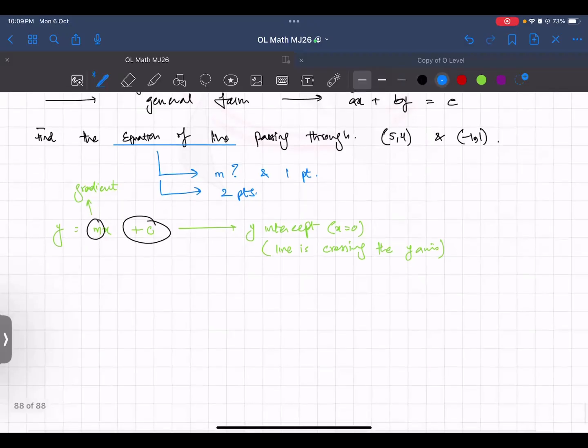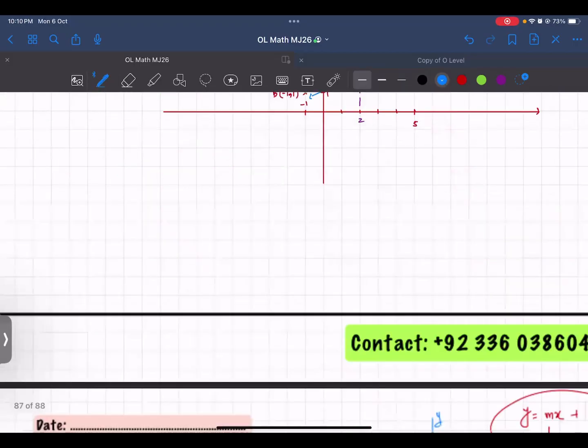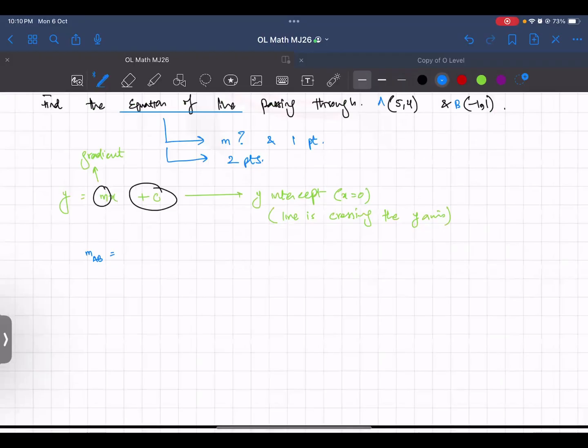So in this case, they have given you the 2 points. Let's call this A, let's call this B. So you need the gradient of AB, which we already found in the previous example over here. The gradient was half. So you can substitute. Now if you know the value of the gradient, you can replace it in the value of m. So the remaining part would be y equals 1 upon 2 x plus c.